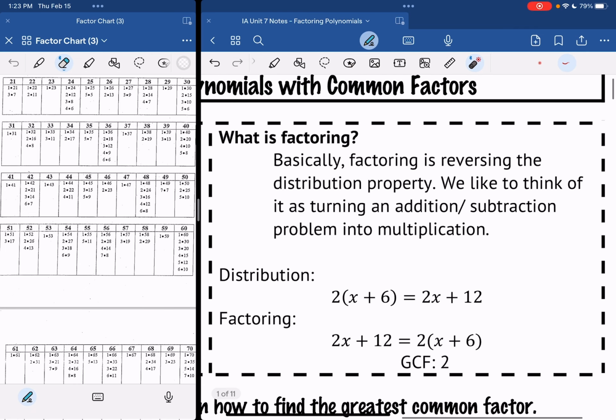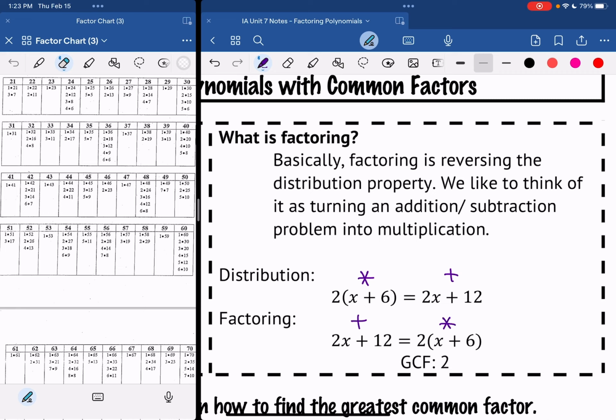So what is factoring? Factoring is basically the reverse of the distributive property. We like to think of it as turning an addition/subtraction problem into multiplication. So here we take a multiplication problem, and we're turning it into an adding problem. Now here, we're taking an adding problem and turning it back into a multiplication problem.